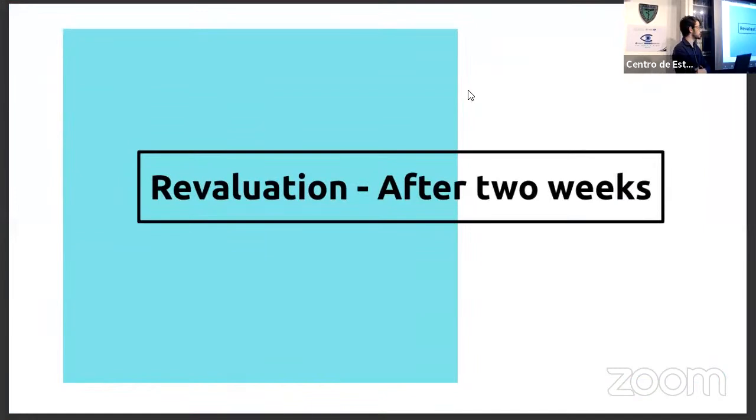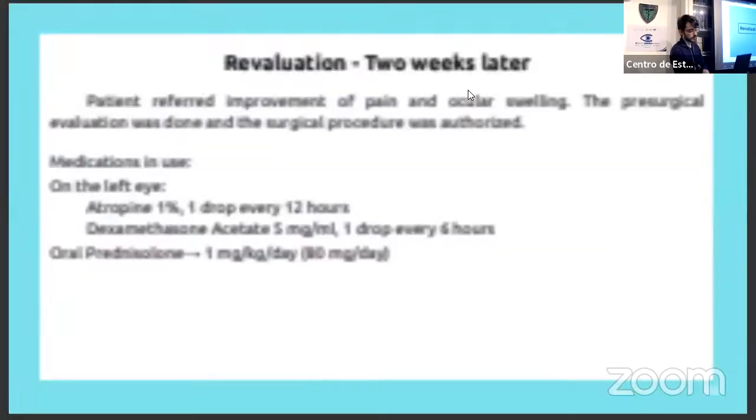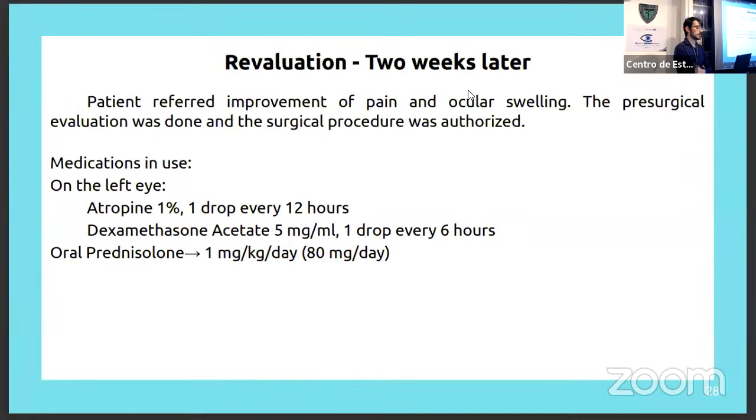She came back after 2 weeks to our reevaluation, and she referred an improvement of pain and upper swelling of her left eye. The post-surgical evaluation was done, and it was authorized by our team. She was using the medications that we proposed for her.